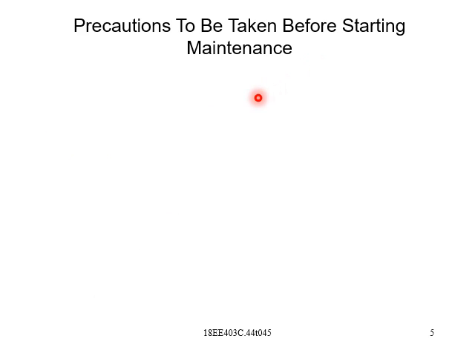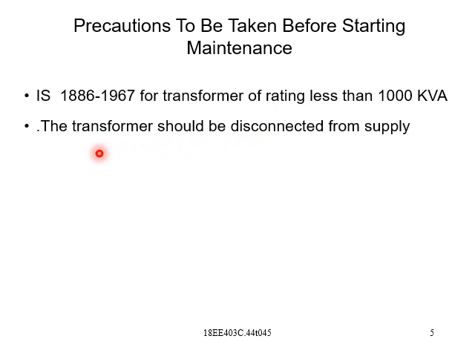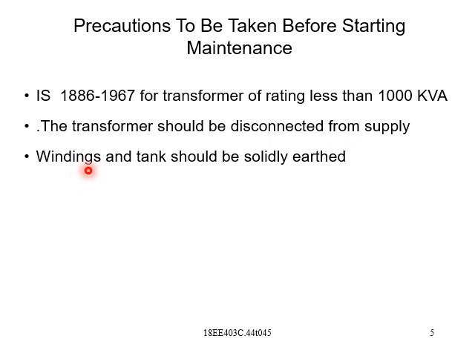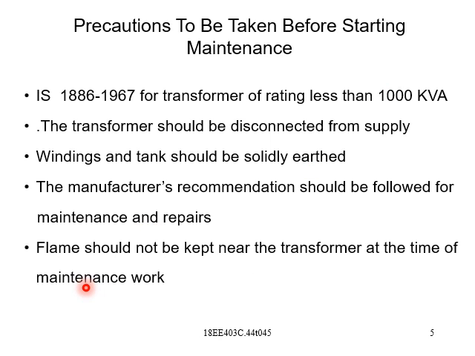Precautions to be taken before starting maintenance. Here we have some Indian Standard rules, IS 1886 of 1967, for transformers operating at less than 1000 kVA. The transformer should be disconnected from the supply. Windings and tanks should be solidly earthed. The manufacturer's recommendation should be followed for maintenance and repairs. The flame should not be kept near the transformer at the time of maintenance work.